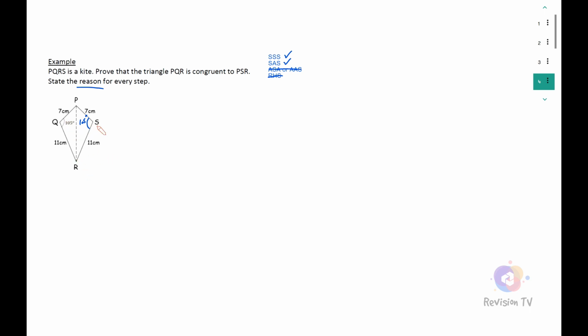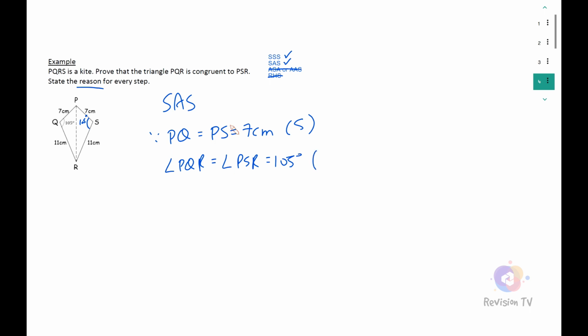That's what we're going to structure our proof. So we're going to aim towards this direction, SAS. First of all, we'll say because PQ equals PS equals 7 centimeters. So that's your side. Next, you will say because angle PQR equals angle PSR equals 105 degrees. Now you have to state the reason here. Every step you have to give a reason: opposite angles in a kite are equal.